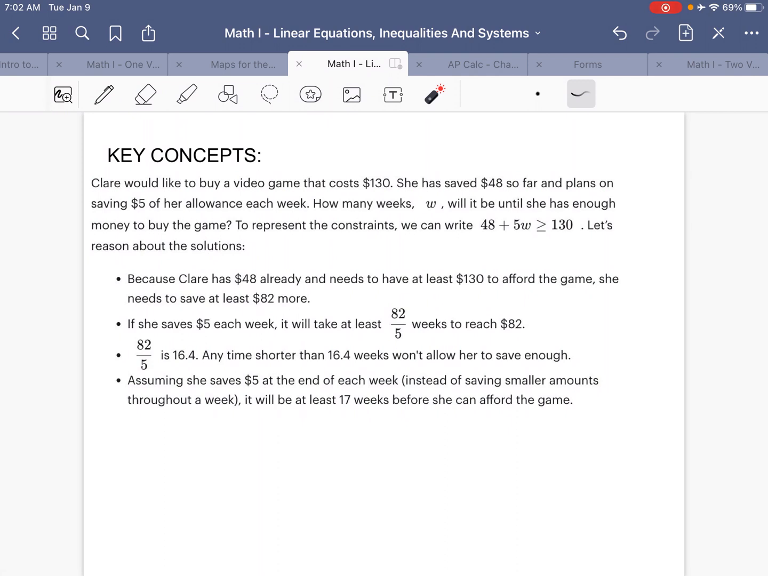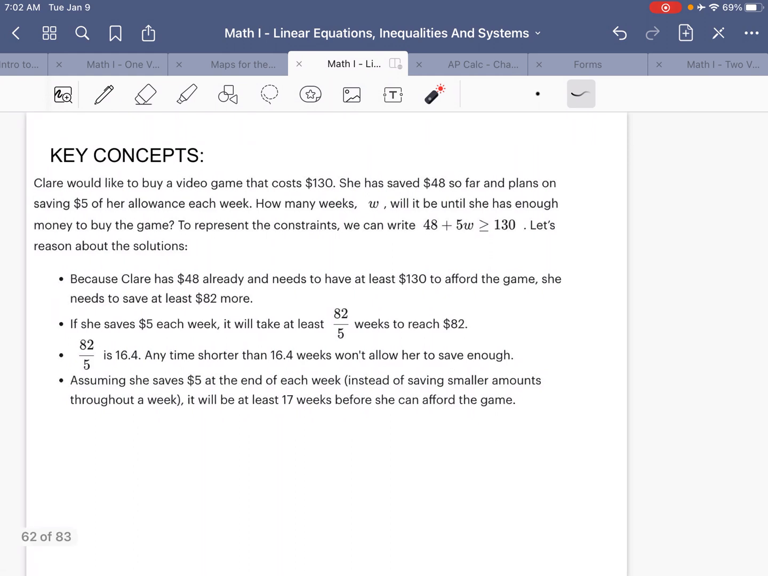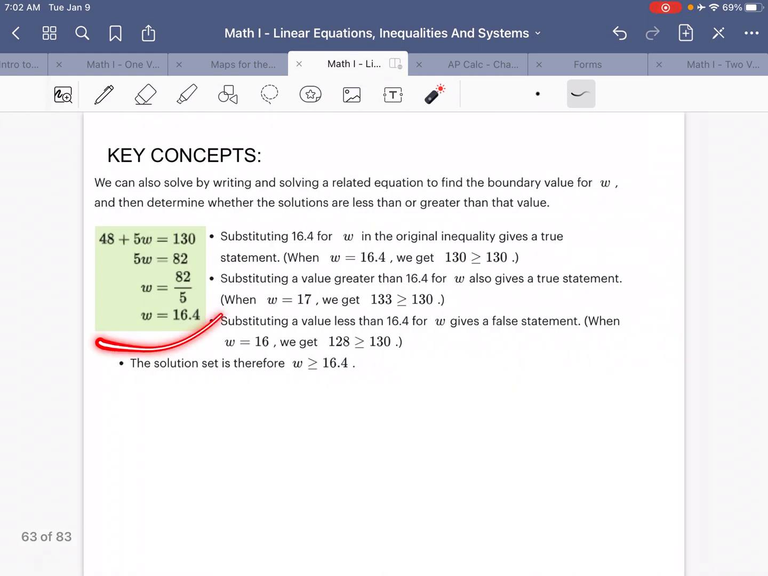Now, there's a couple ways we could do this. We could sort of reason through our solutions, or, like we've been doing, we could just solve the related equation. And if you think about it, this works really nicely because we can find out how many weeks exactly it takes for her to get up to $130, which would be 16.4.